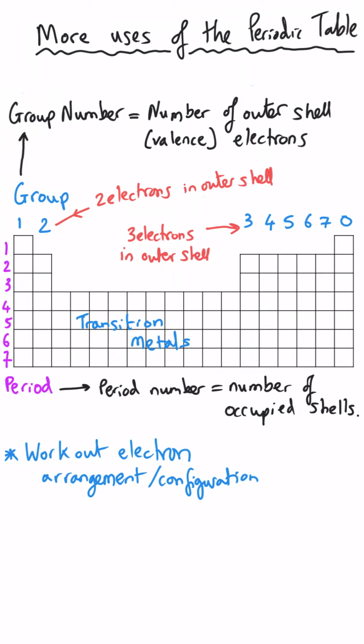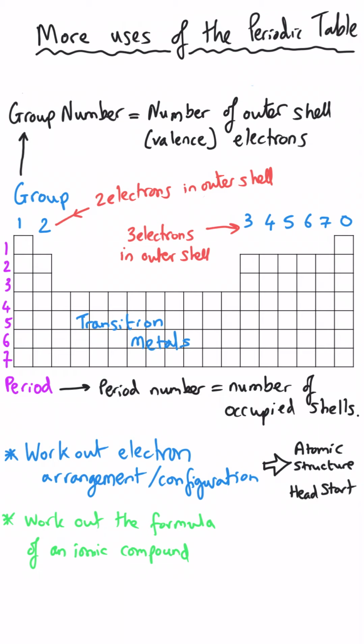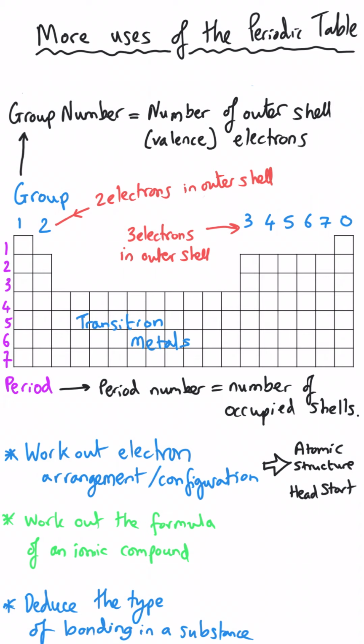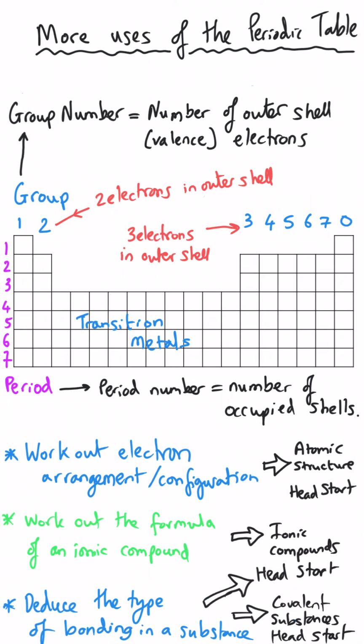If you want a little bit more of a taster about how electron arrangements work at A level, check out my atomic structure head start video. Also, we can use the periodic table to work out a formula or to deduce what type of bonding will be present in a compound. I go through that in my covalent compounds and ionic compounds head start videos.